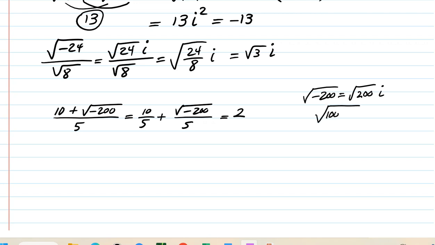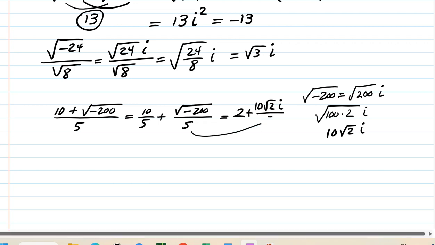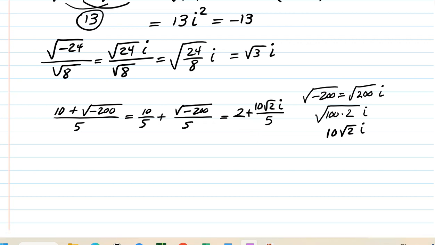Now 200, the easiest way to resolve that one is to find the largest perfect square in 200, which is 100. The square root of 100 is 10, 2 remains, and i is in front. So that's going to be plus 10 root 2 i, and then divided by 5, because the denominator is 5. Now 10 divided by 5, those cancel. The answer is going to be 2 plus 2 root 2 i. And there we have that one, number 43.